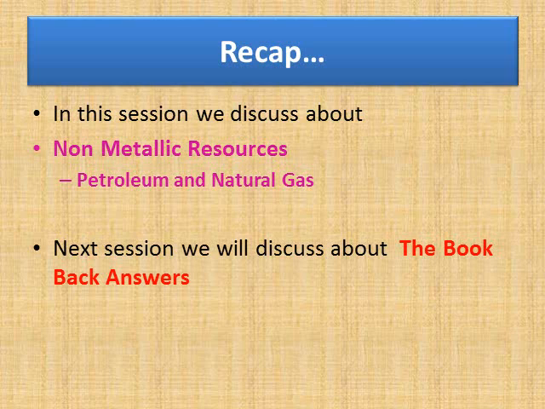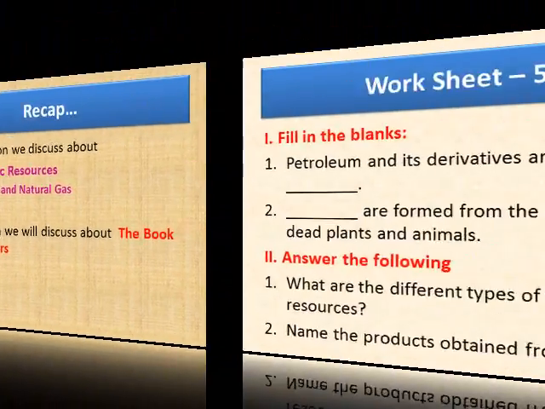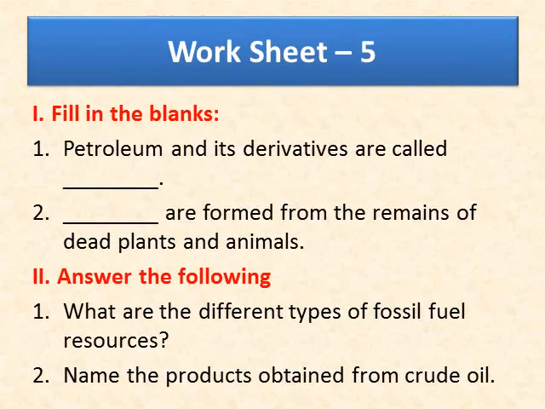Children, before winding up, let us have a recap of what we discussed in this session. In this session, we learnt about non-metallic resources, that is petroleum and natural gas. Petroleum is found between the layers of rocks and is drilled from the oil fields located in offshore and coastal areas. The chief petroleum producing countries are Saudi Arabia, Iran, Iraq and Qatar. Natural gas is found with petroleum deposits and is released when crude oil is brought to the surface. Children, in the next session, we will discuss the book back answers. That is the evaluation part.